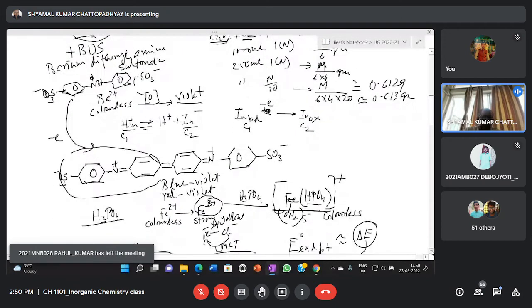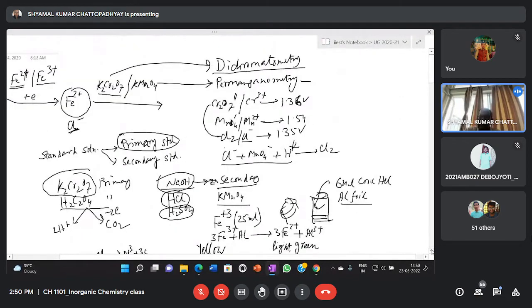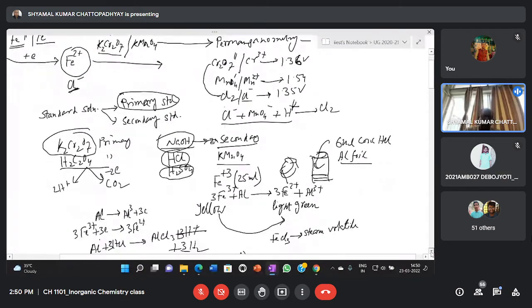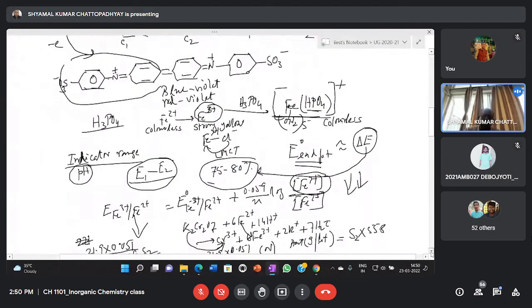Now, again, one or two questions must be answered: what is the role of phosphoric acid? Why are we adding phosphoric acid before the titration? The role of phosphoric acid is twofold. First role is that during the titration, you are oxidizing ferrous ion to ferric ion.